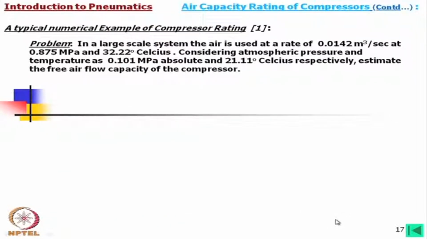Now, if we consider a typical numerical example, in a large scale system, the air is used at a rate of 0.0142 meter cube per second at 0.875 megapascal and 32.22 degrees Celsius. Celsius spelling will be S, not C. Anyway, if you look into this rate, it is the delivery rate, the utilization rate, not the compressor's rate.